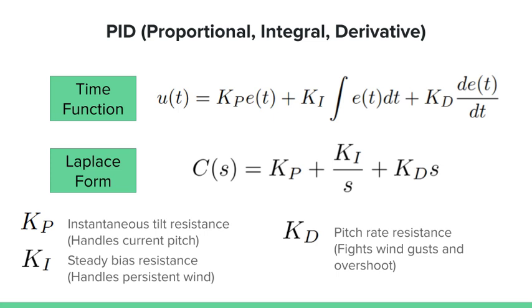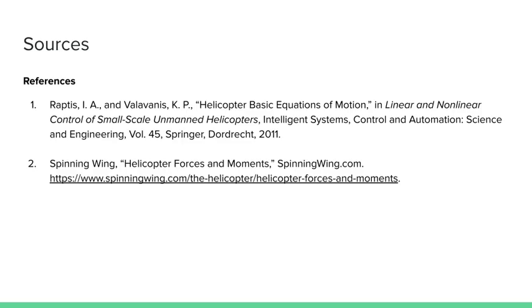The KP term is the instantaneous tilt resistance, so it responds to immediate displacement in the helicopter's attitude as compared to the reference attitude and corrects them. KI is the integral term, which looks at the history of the error over a span of time. It uses this to eliminate the steady-state error in the system, aka the errors that KP cannot eliminate, therefore allowing it to smoothly handle persistent, unchanging wind conditions. Finally, KD is the derivative term, which responds to the rate of change of error. This allows it to prevent overcorrection from sudden wind gusts and overshoot.